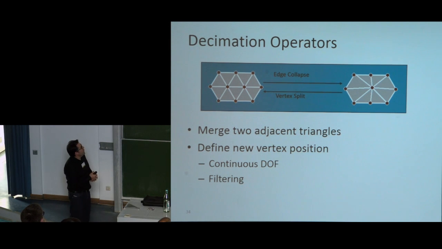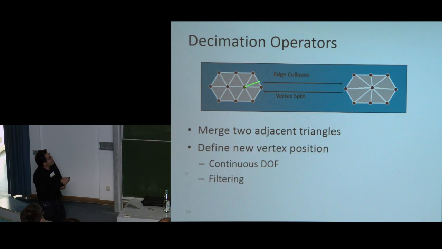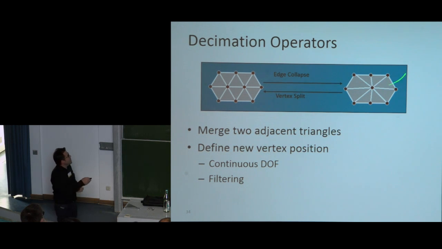So another operator is the very classical edge collapse operator that merges two adjacent triangles, removes three edges and one vertex, and then you have to define a new vertex position. That's a continuous degree of freedom. You have to define this vertex location in space, and that can be seen as a filtering.